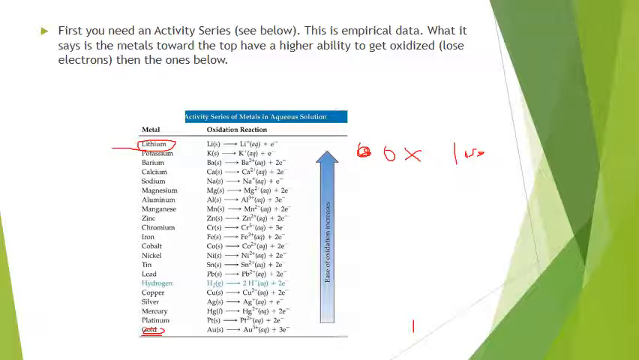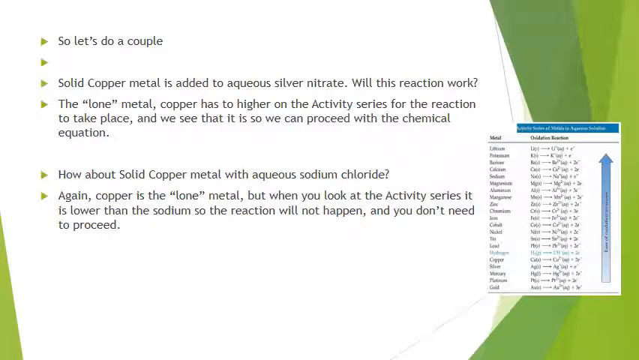So these guys down here are high reducers, so they have a tendency to gain electrons. What you want to do is combine one of these guys down here and one of these guys up here. That's what we're going to see in our single replacement reactions. All right, so let's do a couple.